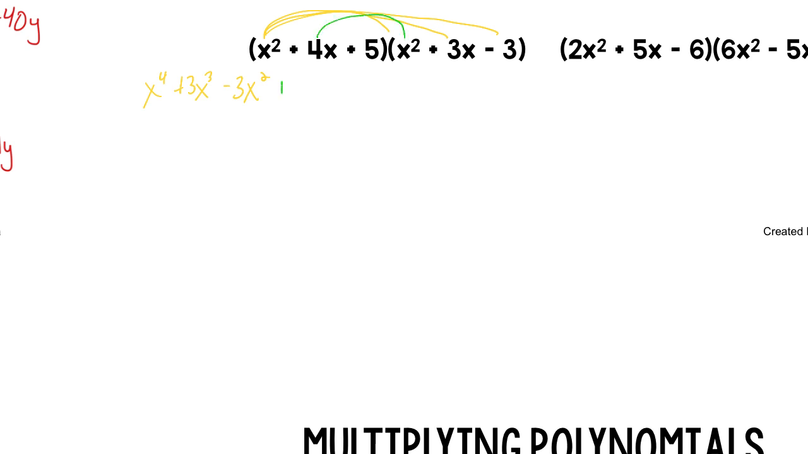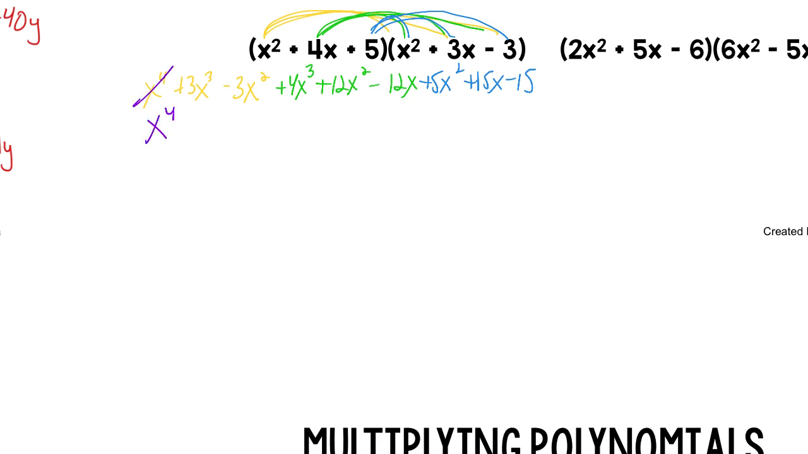4x times x squared plus 4x to the third, plus 12x squared minus 12x. 5 times x squared plus 5x squared, plus 15x, minus 15. Got to put these together. Only one x to the fourth.